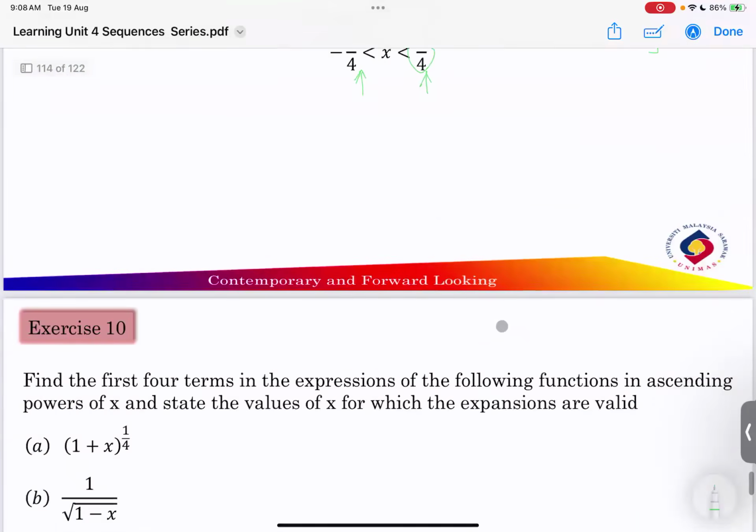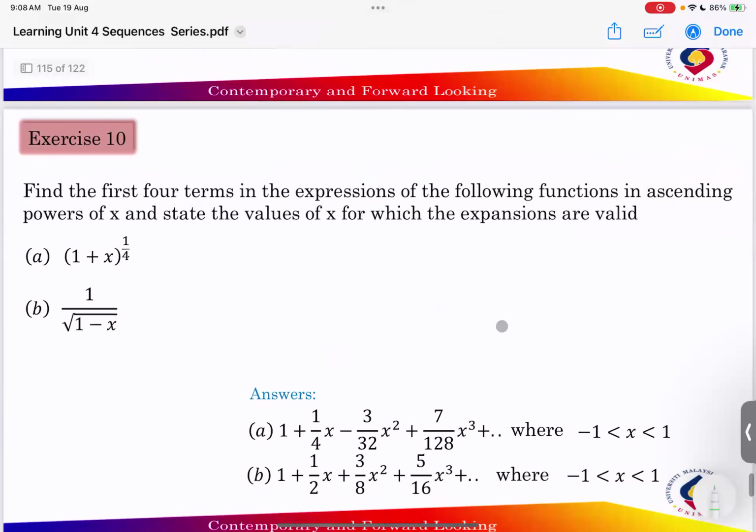Okay, so let's see. More practice. Okay, you try to do this one. 1 plus x. So this one is your b. This one is your n. Okay, this one is a special case. Why? Because it's 1 over square root of 1 minus x.